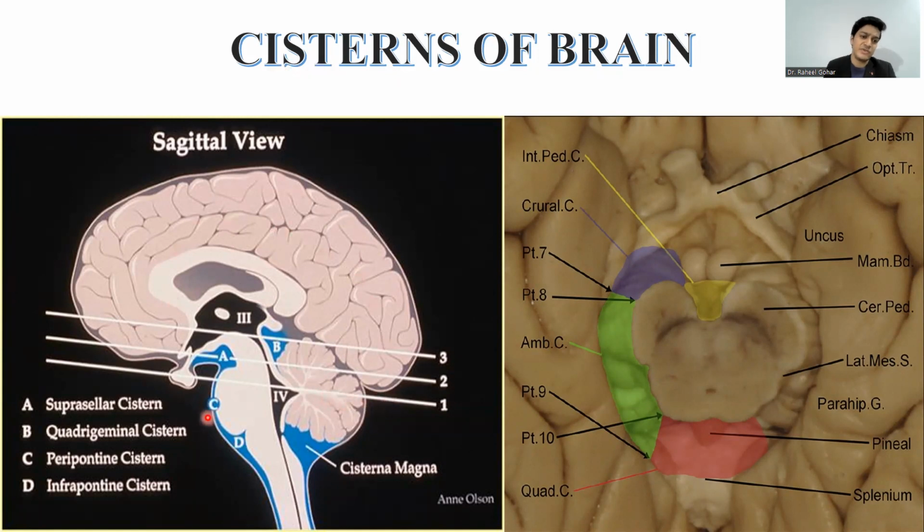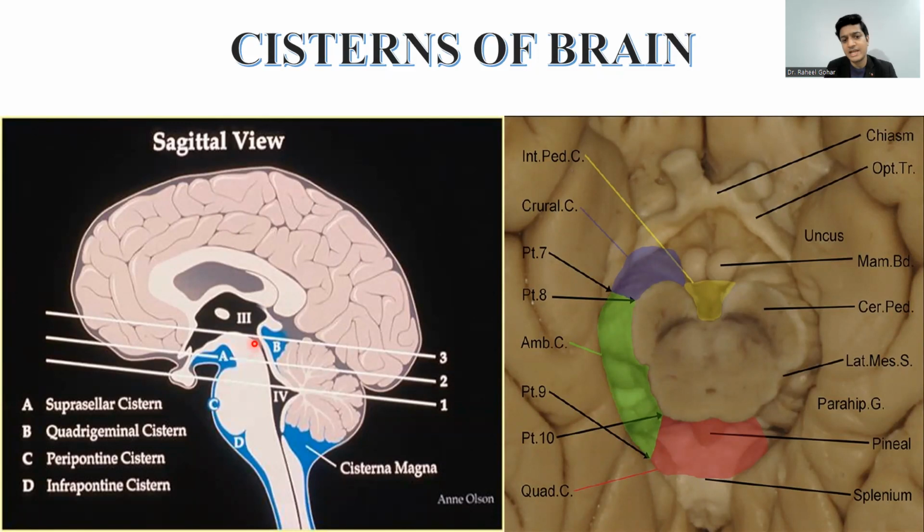So in the jet view you can see these blue structures. These are actually the subarachnoid spaces or the cisterns. These are also known as the basal cisterns around the brainstem. So this is the midbrain. In front of the midbrain, we have got the interpeduncular cistern. Then in front of the pons, we have got the peripontine cistern.